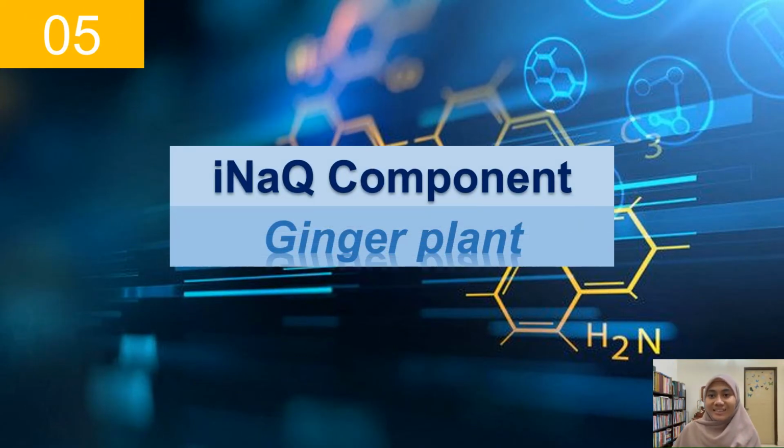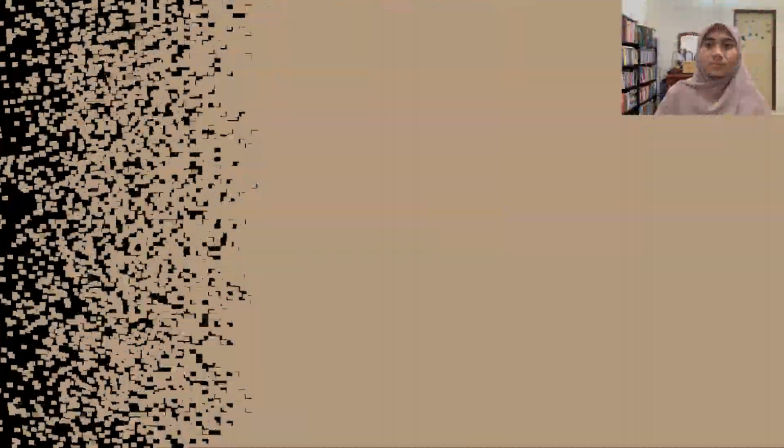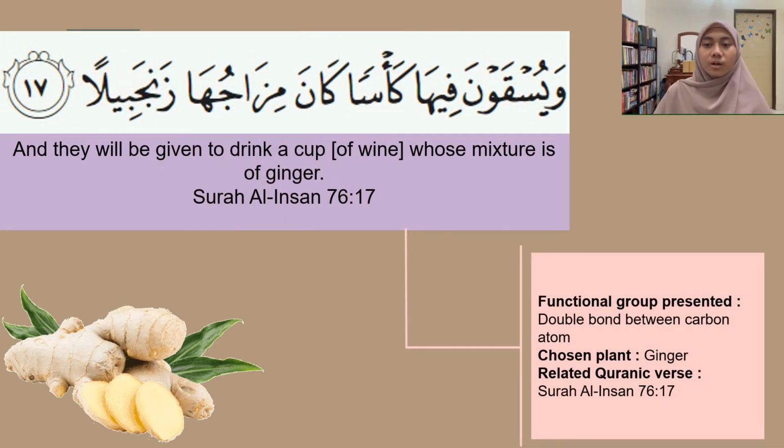For the last part in this presentation, we choose the ginger plant for our inert component. In our research, we got to know that the ginger plant has the functional group of alkenes that contains carbon double bonds. Ginger plant also has been mentioned in the Quran, Surah Al-Insan, ayat 17. A'udzu billahi minasyaitonir rajim. Wasqana fiha ka'san kana mizajuha zanjabila. Sadaqallahul azim. And they will be given to drink a cup of wine whose mixture is of ginger.